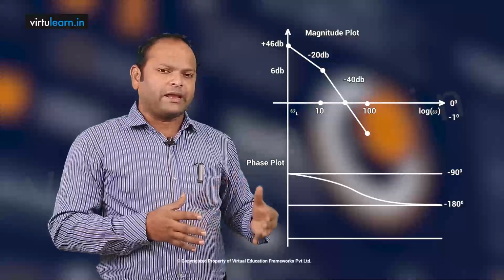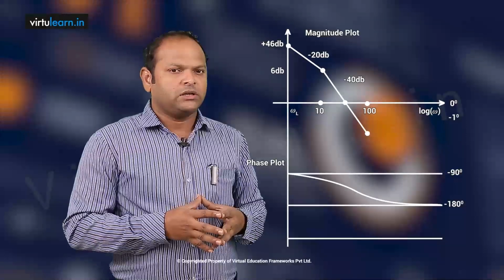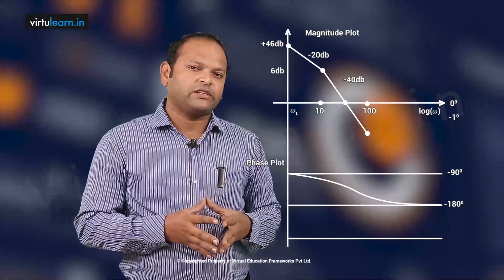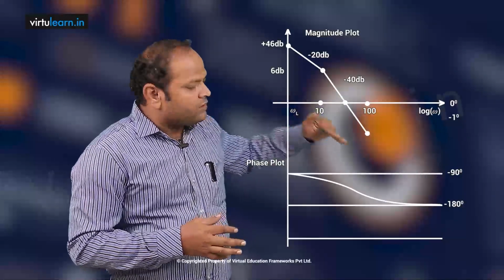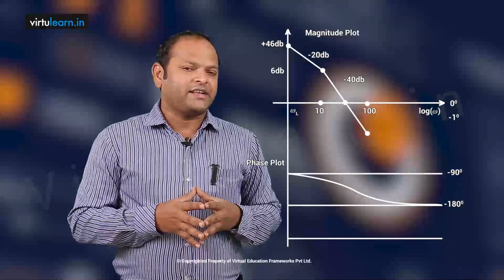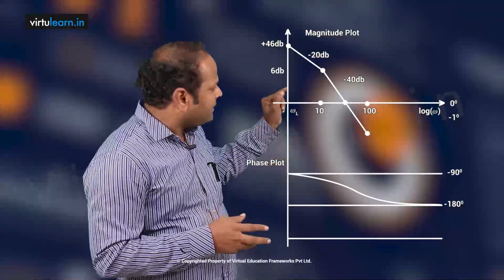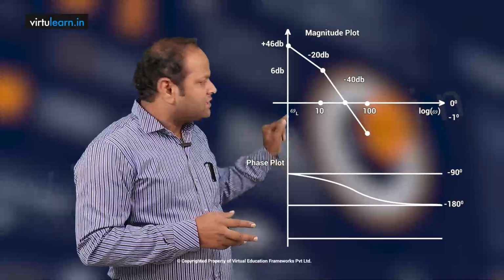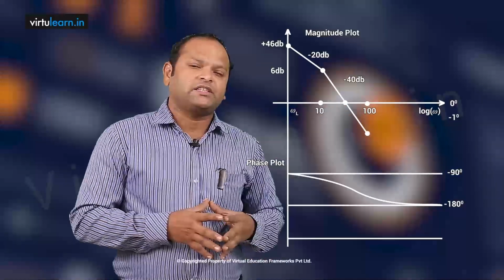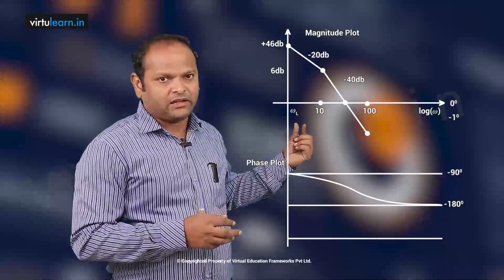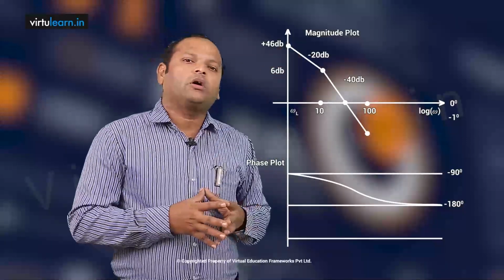First we will find the gain margin. To find the gain margin, locate the phase crossover frequency. The phase crossover frequency is the frequency at which your phase plot crosses minus 180 degrees. When you look at this phase plot, it is in between minus 90 and minus 180 degrees, so it is not at all crossing minus 180 degrees. Therefore, you don't get any omega PC. Therefore, there is no gain margin.